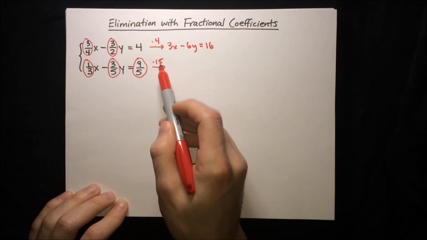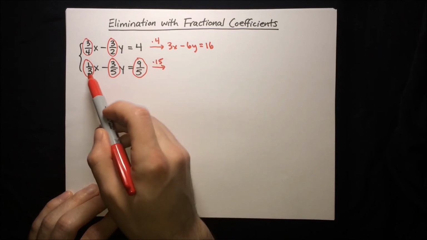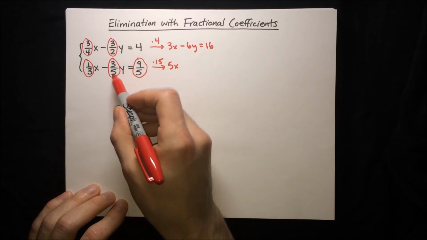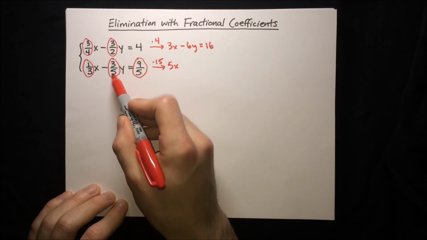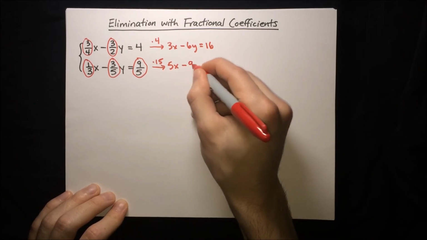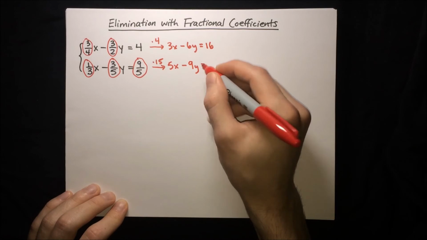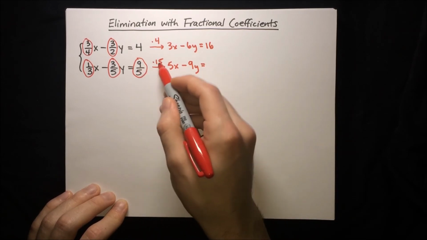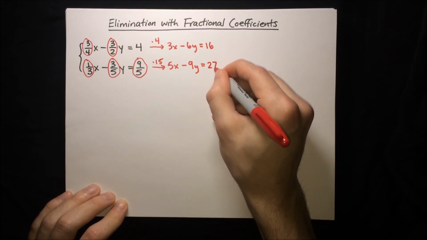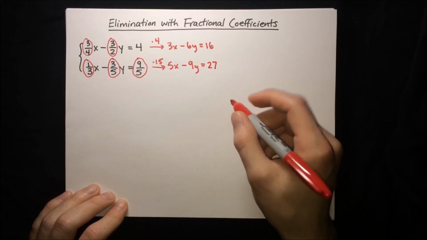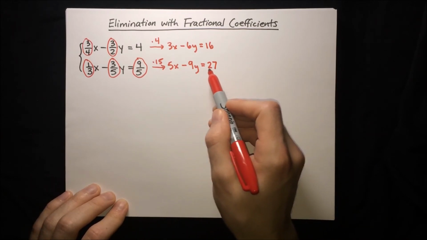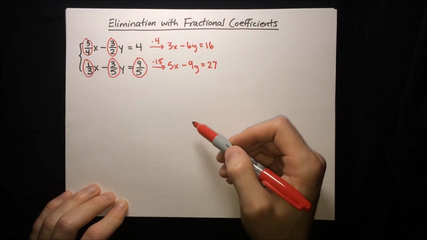So let's multiply this equation by 15. And 15 divided by 3 is just 5, so 5x. Then 15 divided by 5 is 3, and 3 times 3 is 9, so minus 9y. Equals 15 times 9/5. So 15 divided by 5 is 3, and then times 9 is 27. All right. So now our system has all integer coefficients, and we can solve it as usual.